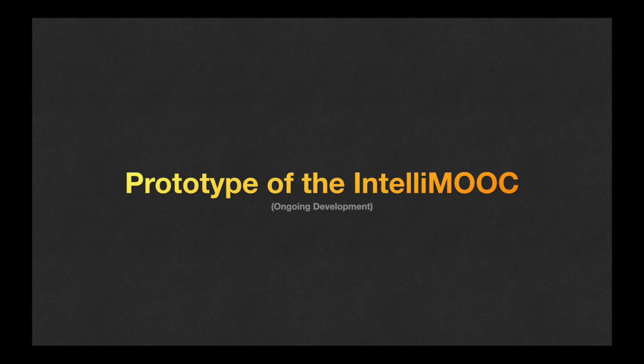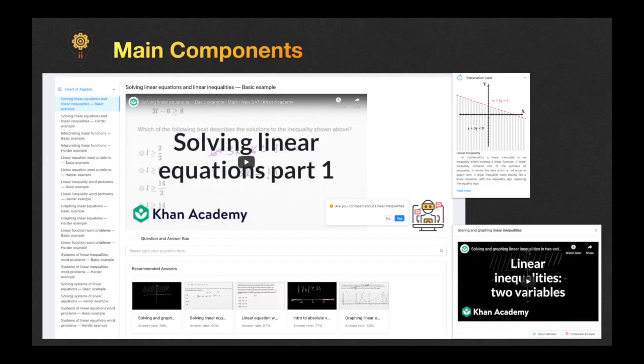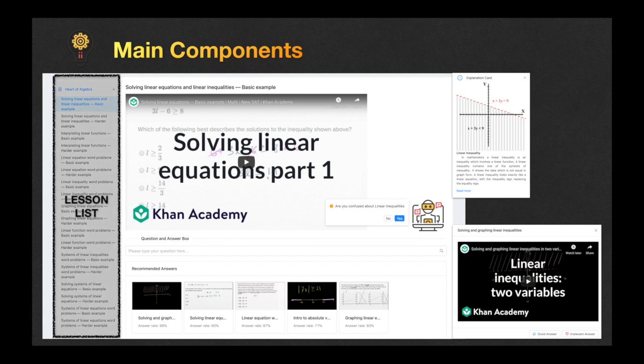Let's take a look at our ongoing prototype. The first one is the intelligent agent with confusion detection, and the second one is the faster question answering system. Before showing the prototype, we will describe our components on the screen first. The leftmost sidebar is the lesson list. This is for navigating through each lesson in a course, which is the same in every MOOC platform.